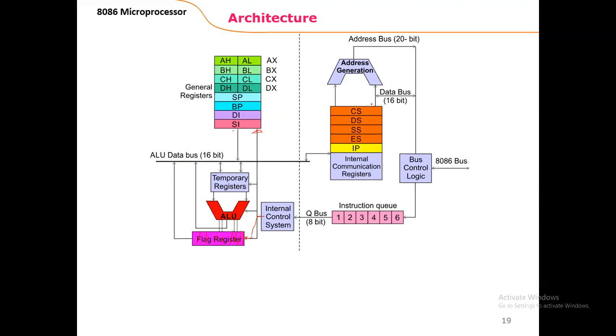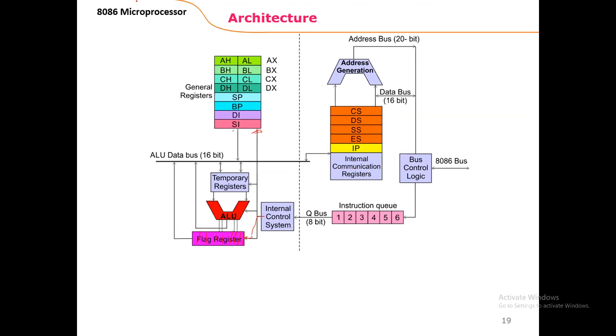Now these are address generation. This is a very important part. Address generation means, you know that our register capacity is 16-bit. Okay, Mithun? Yes, sir. Our register capacity is 16-bit. But you know that our microprocessor's address line is 20.